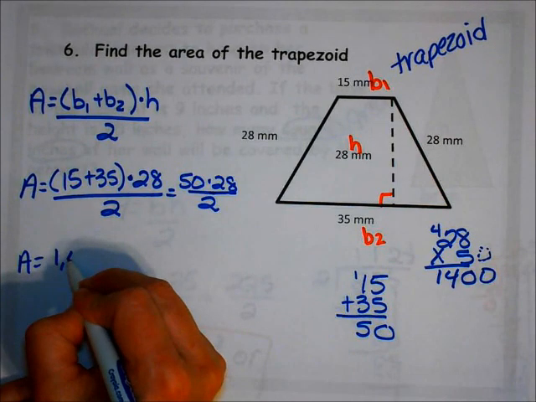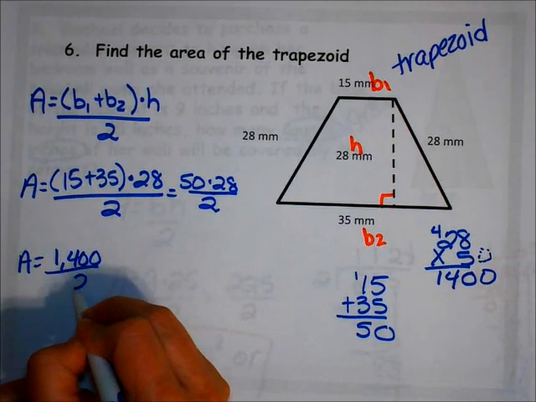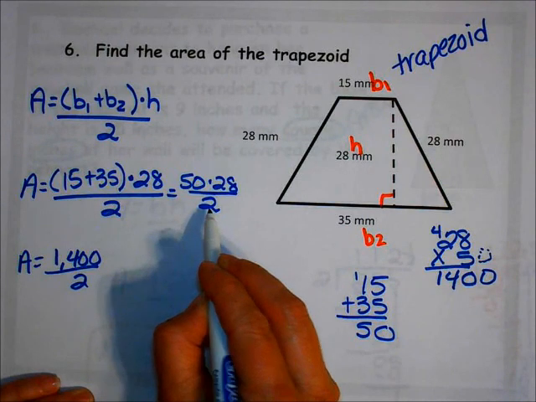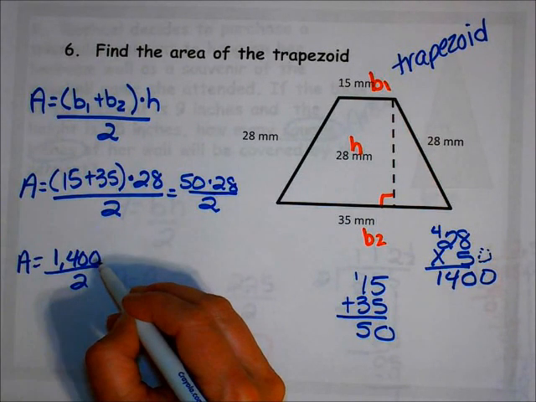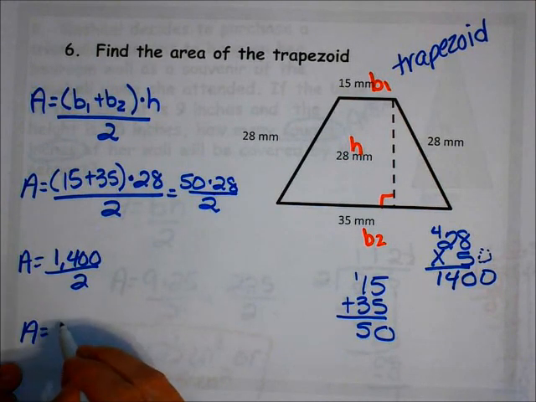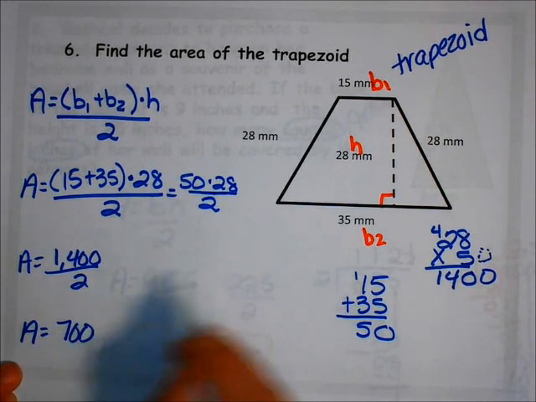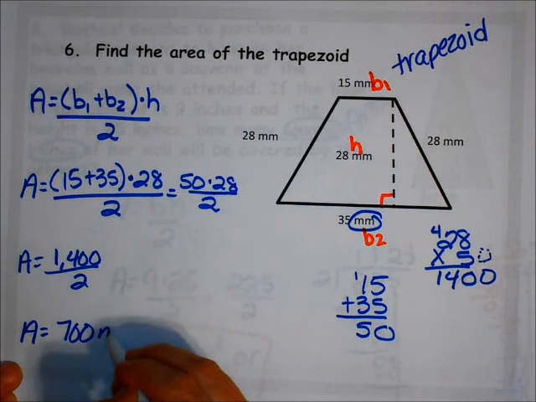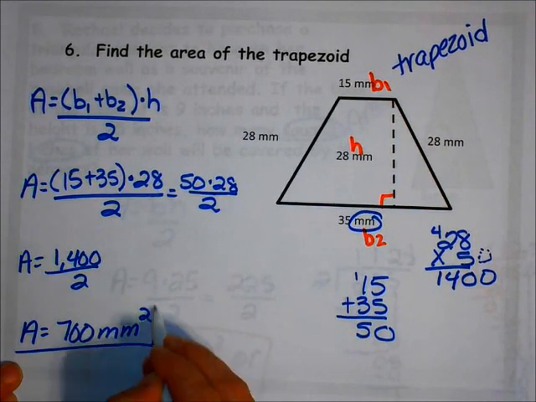So now I have 1,400. Don't forget to divide by 2. So half of 1,400 is 700. So the area of my trapezoid is 700. Don't forget to label it millimeters squared.